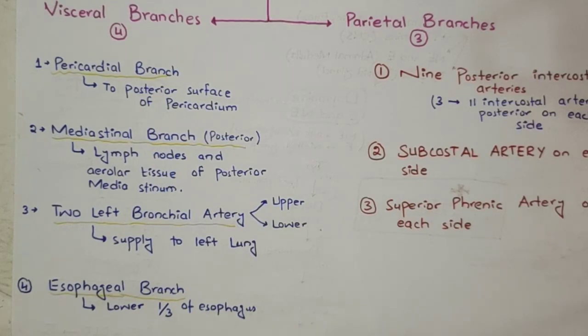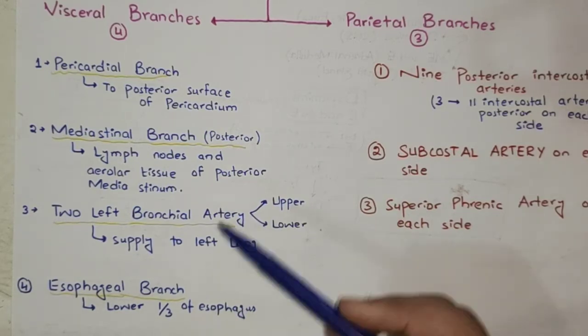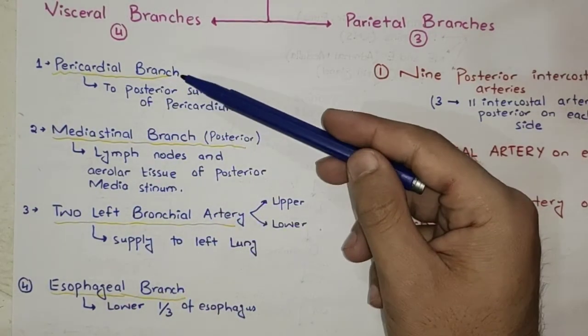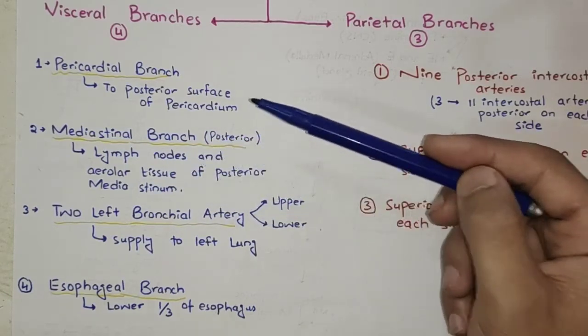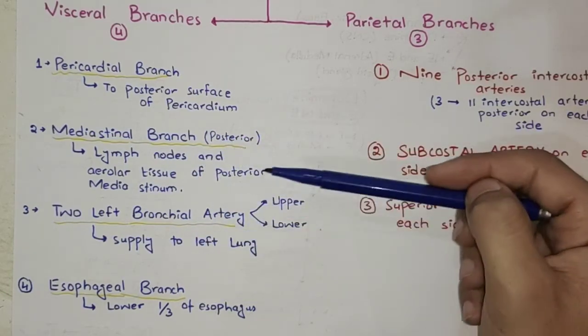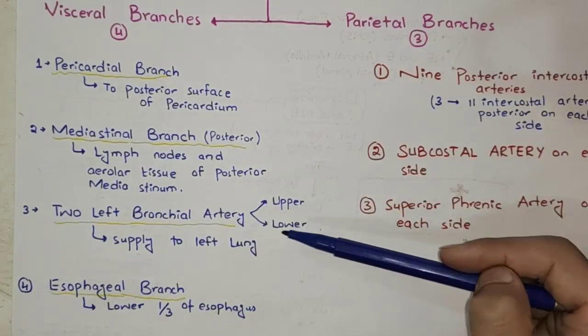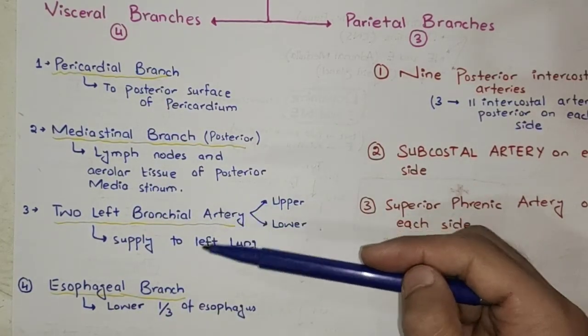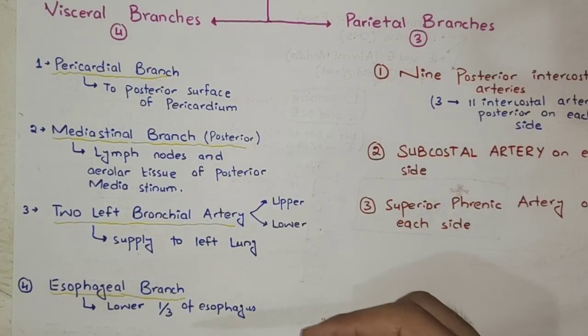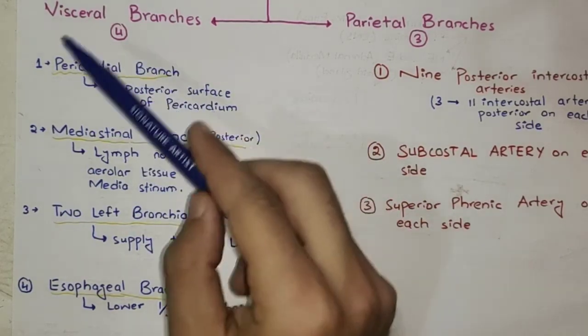Other branch is the esophageal branch. As the esophagus is a long tube, the esophageal branch will supply the lower third part of the esophagus. So these are the four branches. Pericardial branch will supply the posterior surface of the pericardium. Mediastinal branch will supply the lymph nodes and areolar tissue of the posterior mediastinum. Two left bronchial arteries, the upper left and the lower left, will supply the left lung. Esophageal artery will supply the lower third of the esophagus. So these were the four visceral branches.